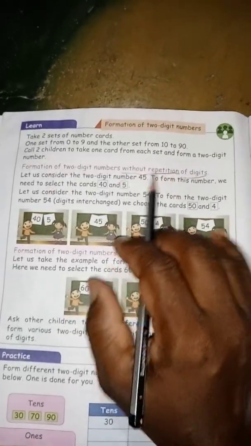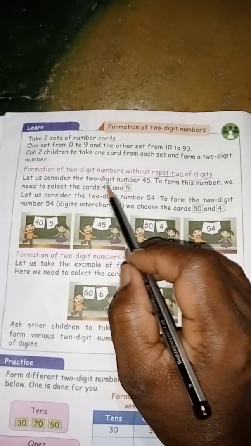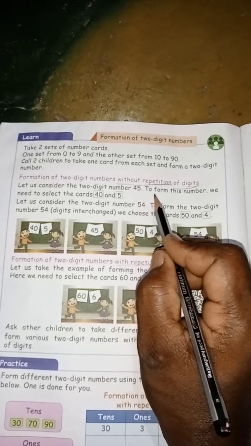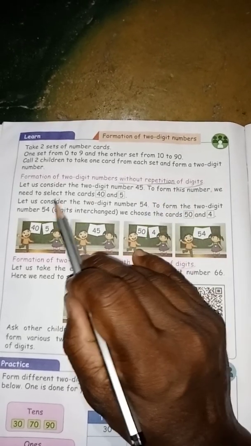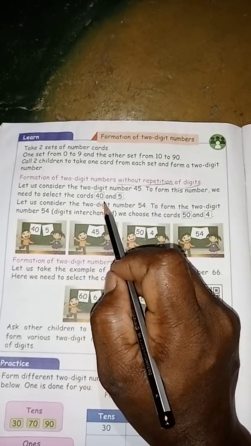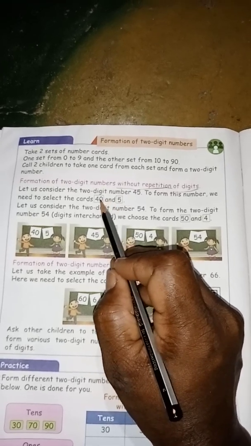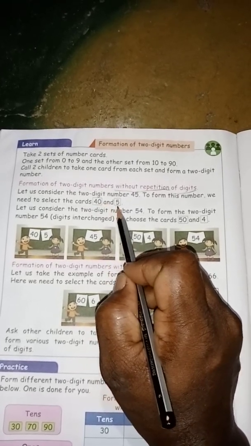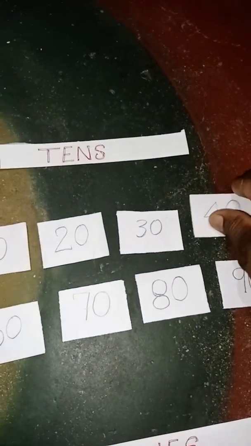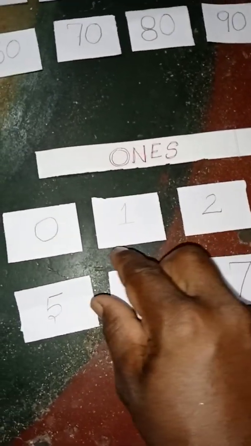So first one we will see. Let us consider the two-digit number 45. To form this number we need to select the cards 40 and 5. 40 is from tens place and 5 is from ones place. We are going to form the two-digit number 45. So we need to take the card 40 from tens place and 5 from ones place.